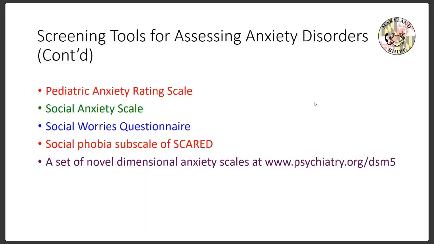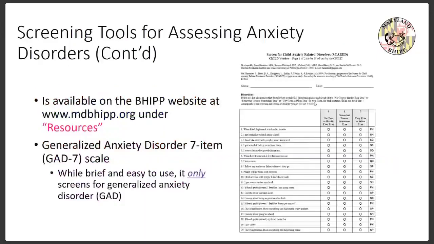The SCARED tool is the scale recommended by the B-HIPP program and can be found under the Resources tab on the B-HIPP website. Some practitioners use the Generalized Anxiety Disorder 7-item scale, and while it is brief and easy to use in the outpatient setting, it only screens for generalized anxiety disorder.